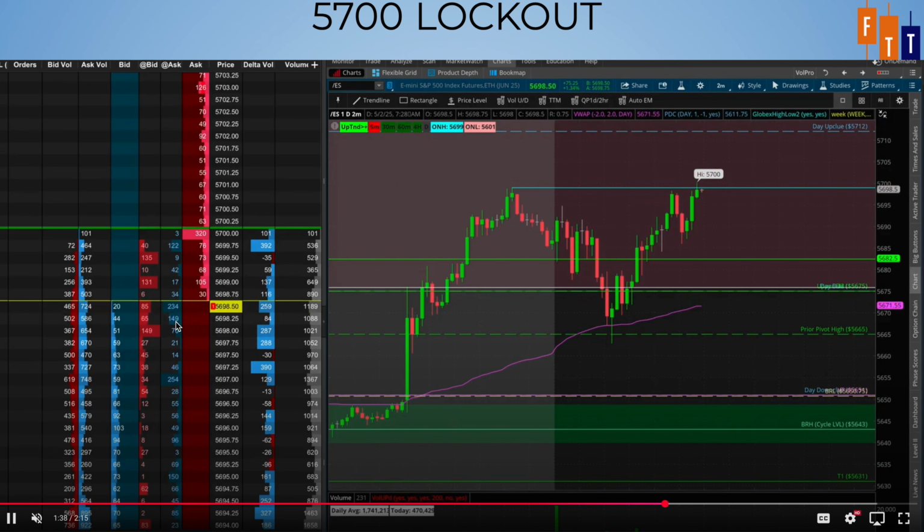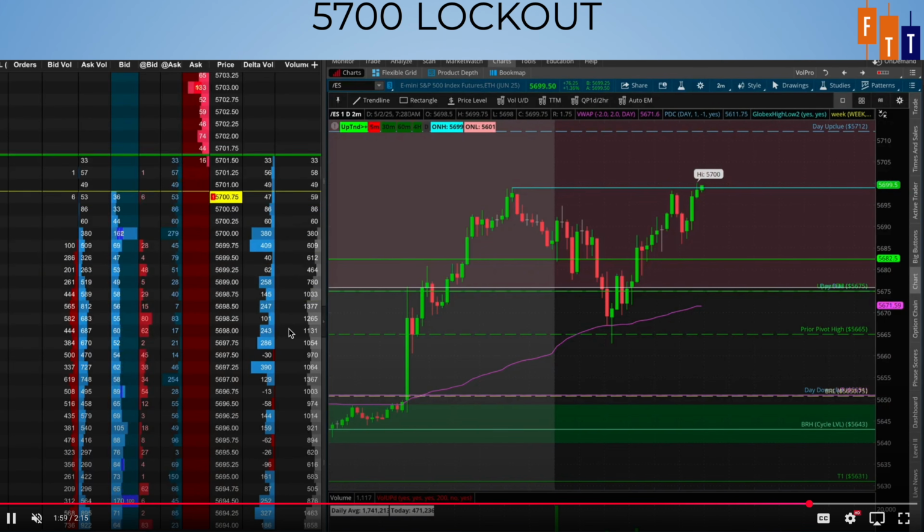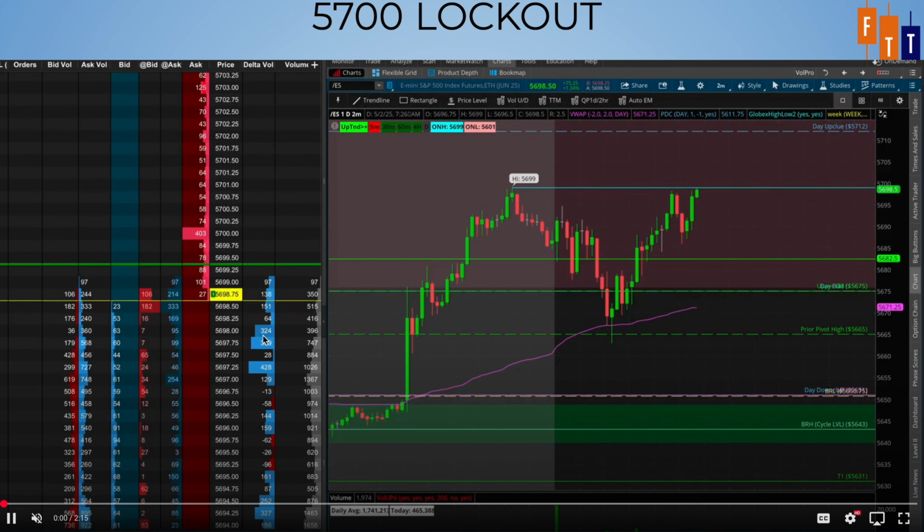Size hitting 234, 149. Sellers are trying, and then boom, buyer step right in, 280. This delta is growing. You see the delta right here, right? Tons of buying at this high right here. Tons of buying. This is at 315. So the sellers are trying to move it down, and then the buyers just come in and take it higher. And then you get to 5,700, and then boom. I mean, it just shoots right up.